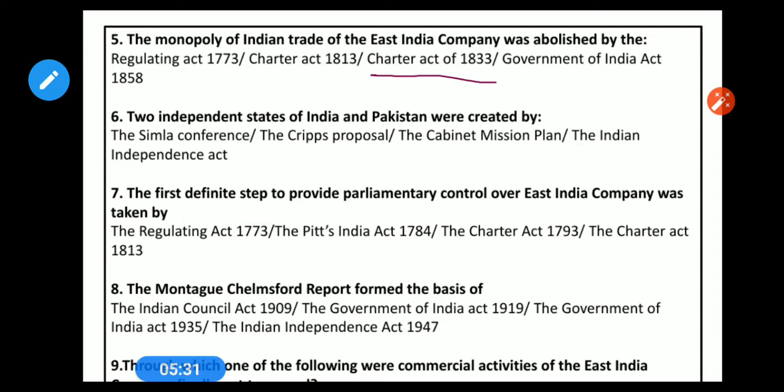Question number 6. The two independent states of India and Pakistan were created by, options are Shimla Conference, the Cripps Proposal, the Cabinet Mission Plan, the Indian Independence Act. The right option is the Indian Independence Act, the fourth option.